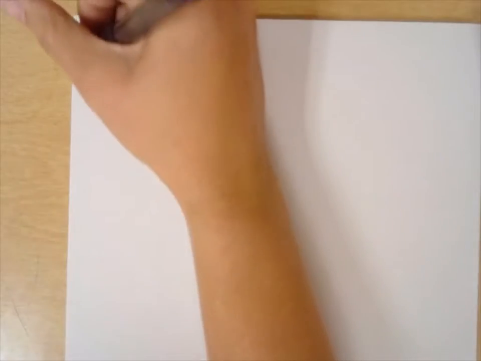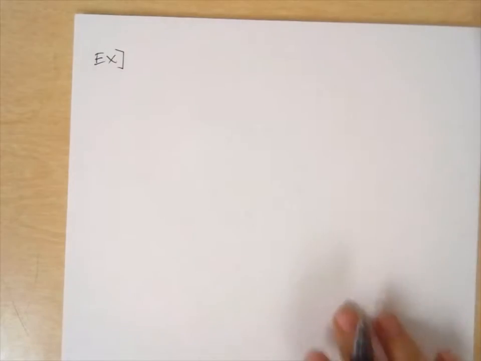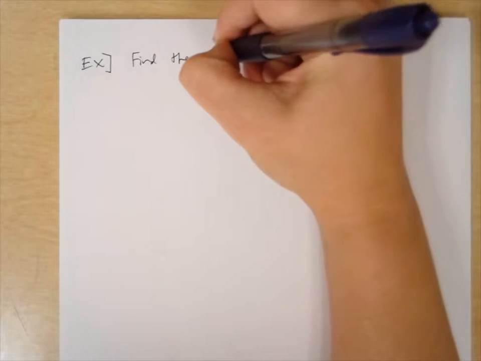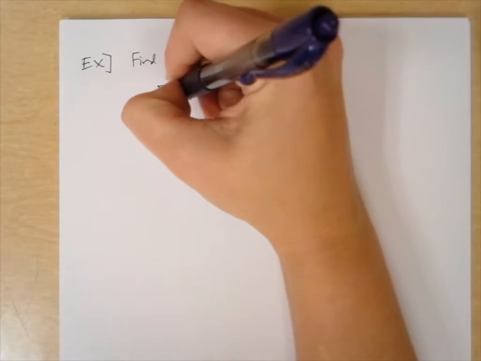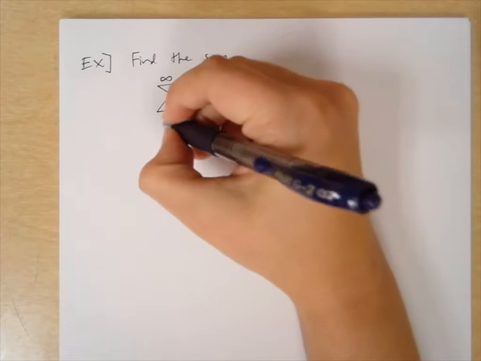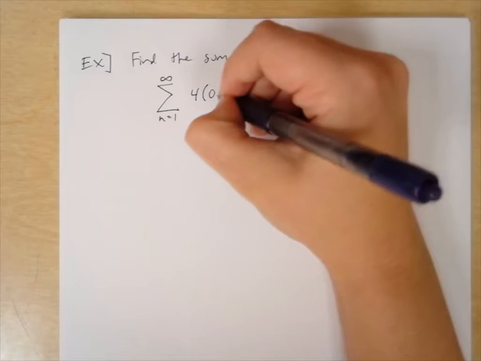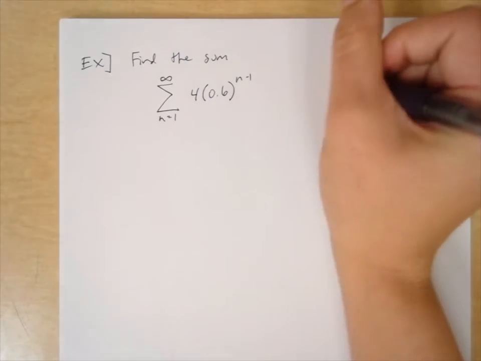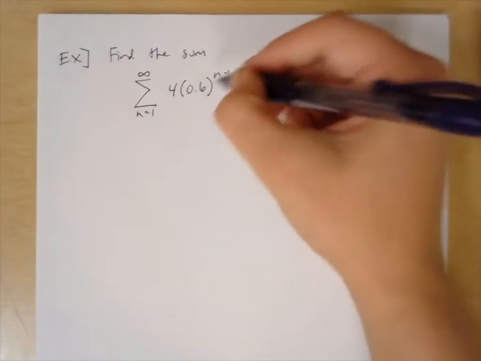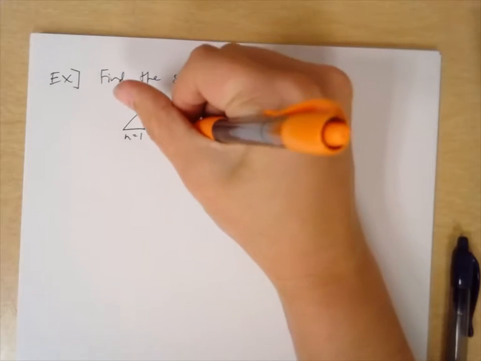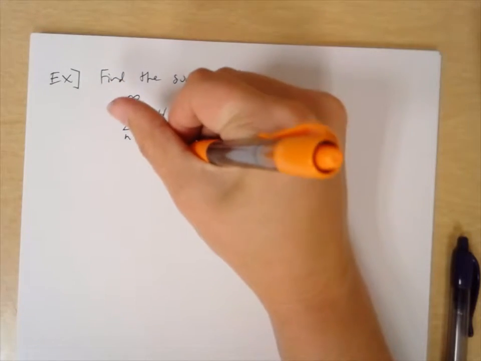Okay, let's do an example of this, just to prove some points here. So let's say we were asked to find the sum, sigma, with infinity on top and n equals 1, and in front, 4 times 0.6 to the n minus 1. What I can recognize here is that I'm going to have 0.6 as my ratio.